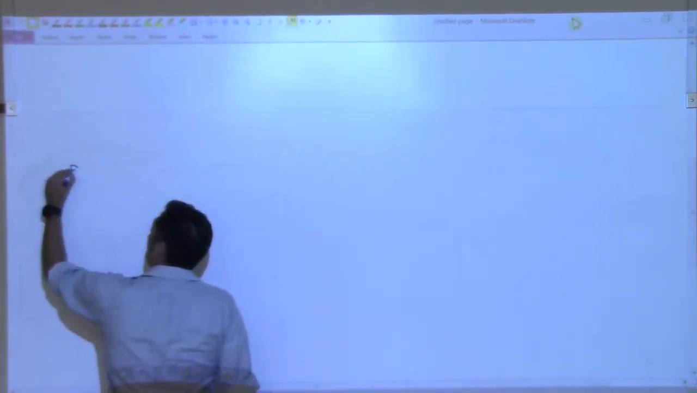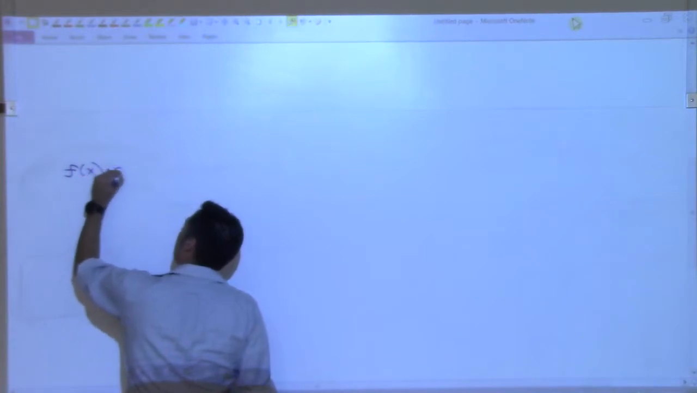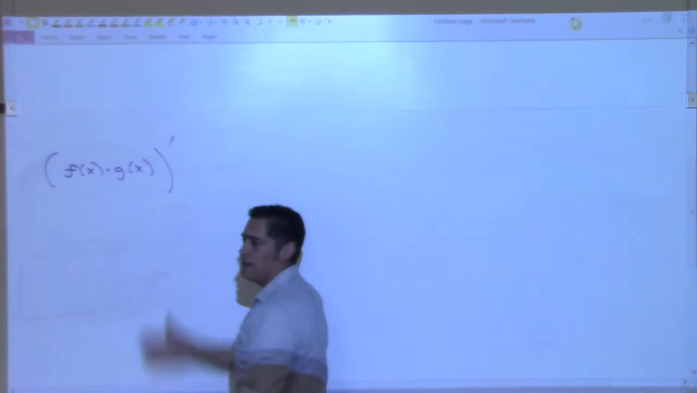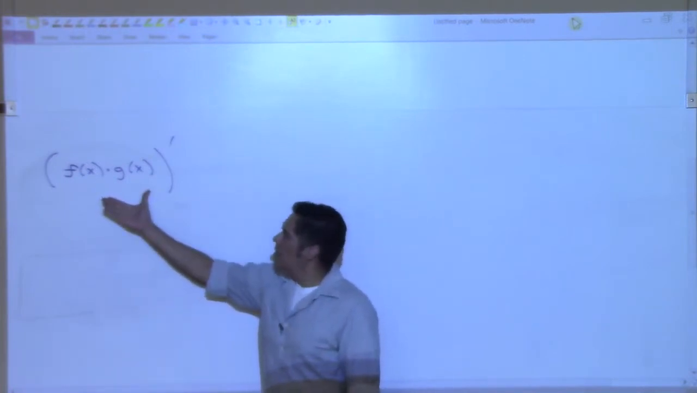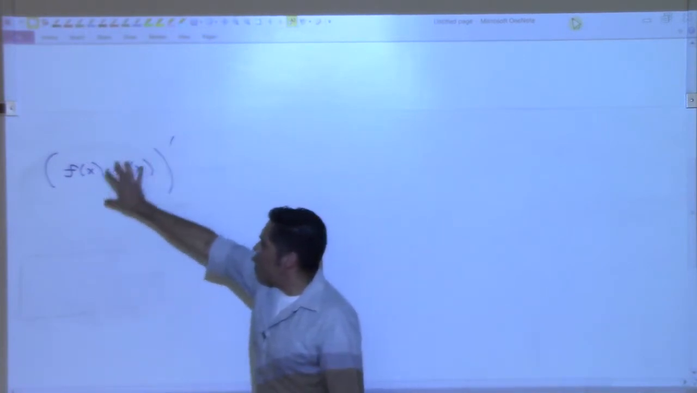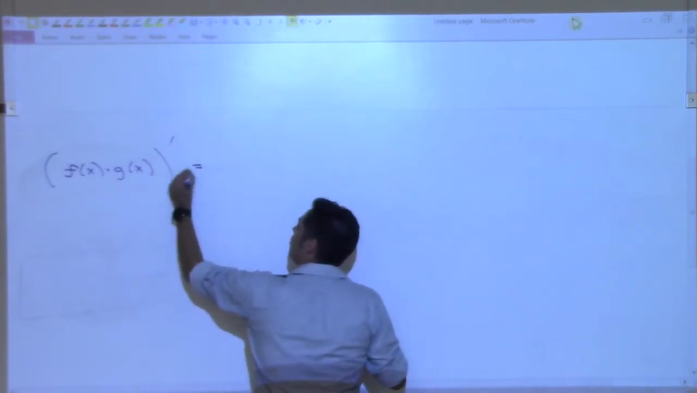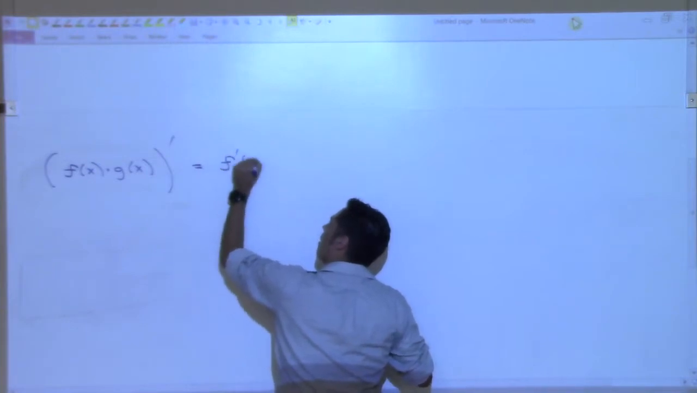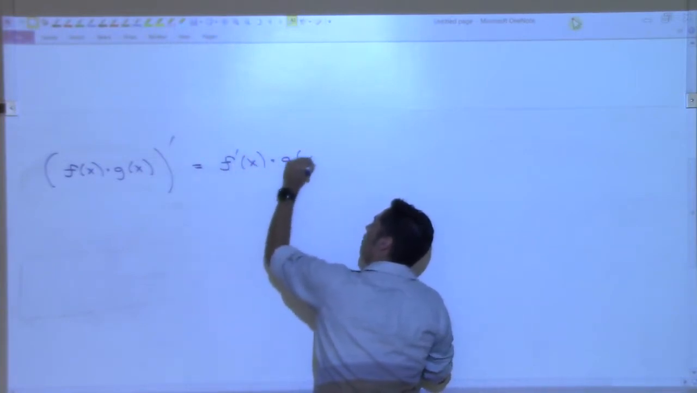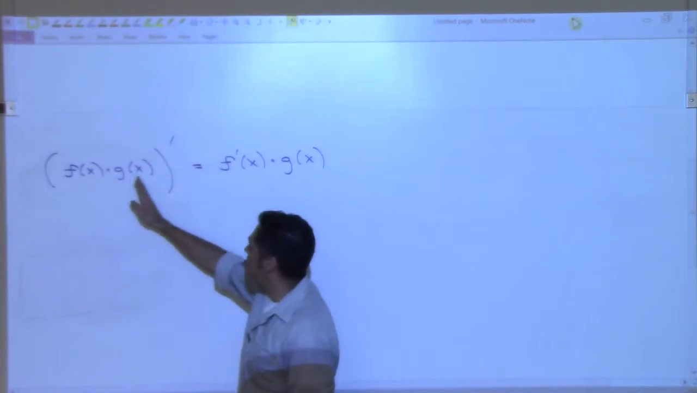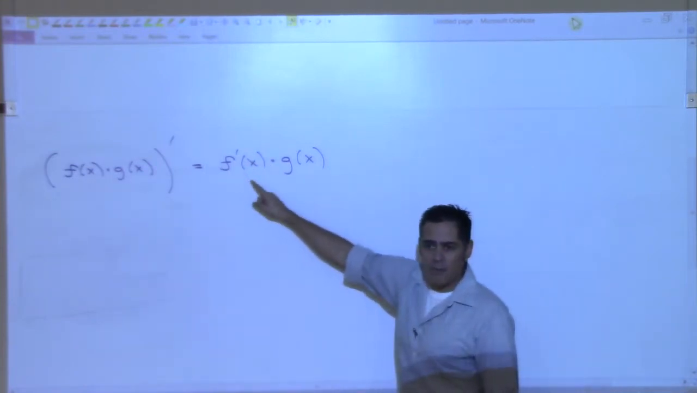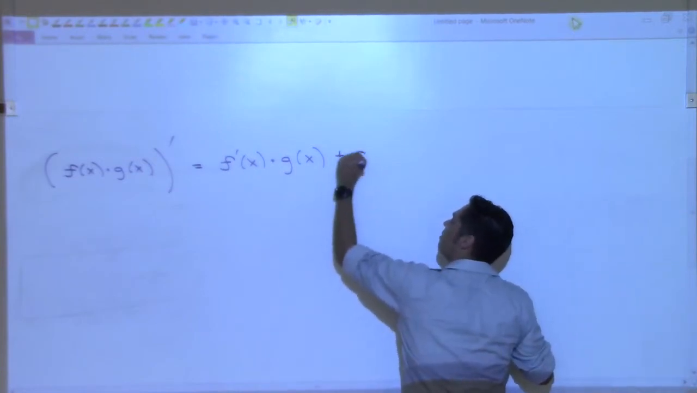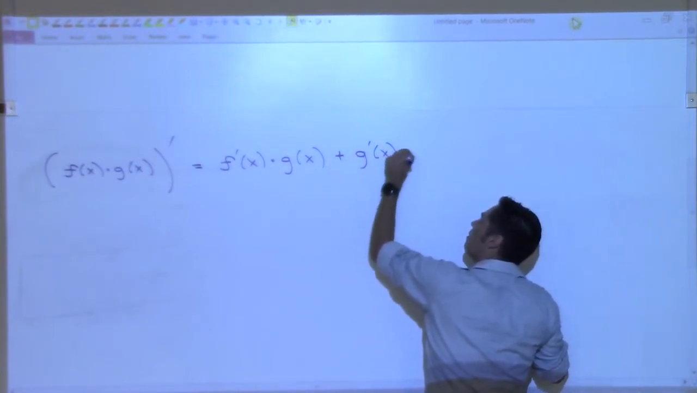Let's say you have f of x times g of x, and you want to take its derivative. Does that make sense? I have a product, and I'm trying to take the derivative of the product. Then you will take the derivative of the first one and multiply it times the second one. So this is my first function, this is my second function. I'm taking the derivative of the first times the second one, plus the derivative of the second one times the first one.